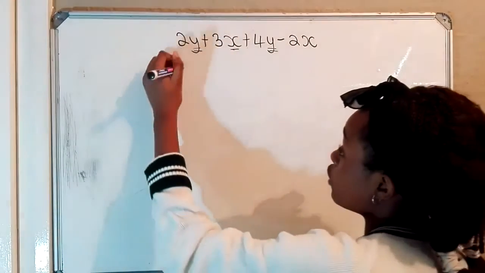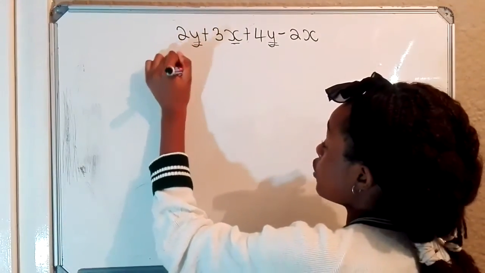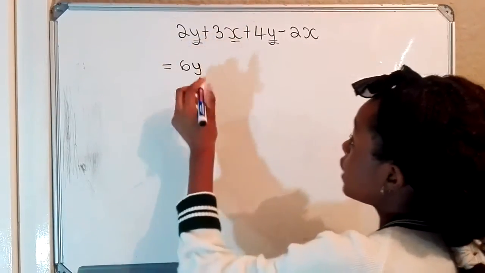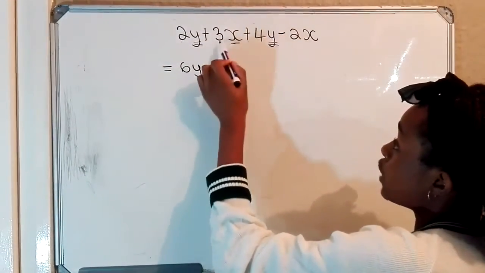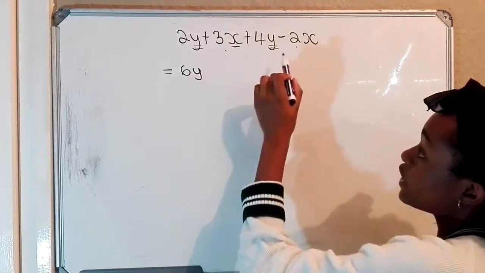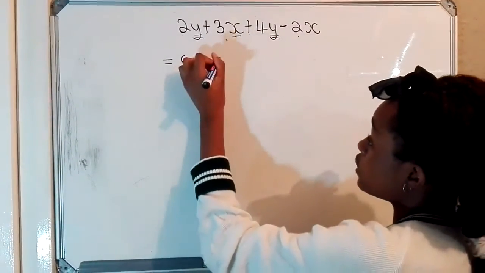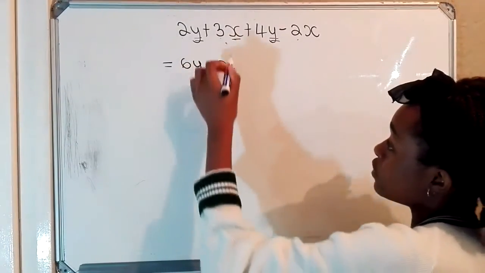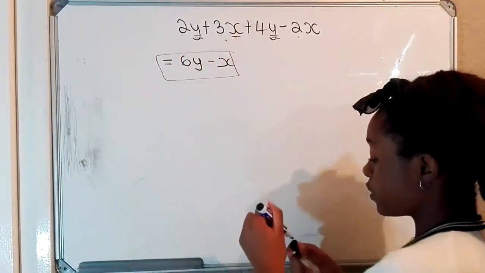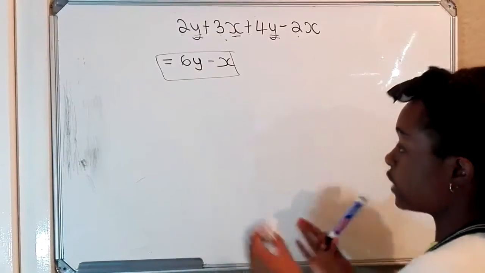2 plus 4 gives you an answer of 6. So you'll leave y, so 6y. And we subtract the coefficients of x because there's a minus over here. So 3 minus 2 gives you just x, okay? It's 1. So 6y plus x. So this is the final answer, okay? Right. Let's try another one.